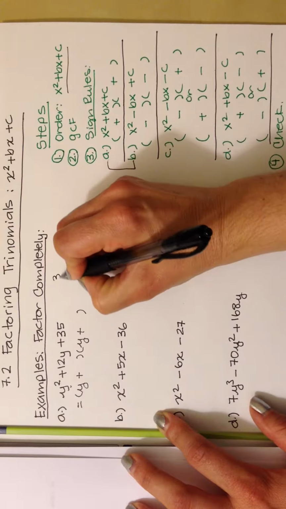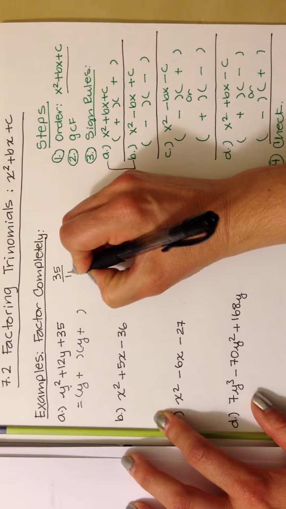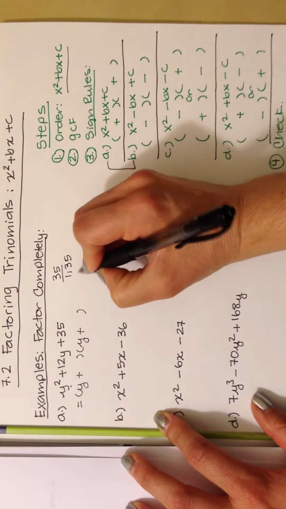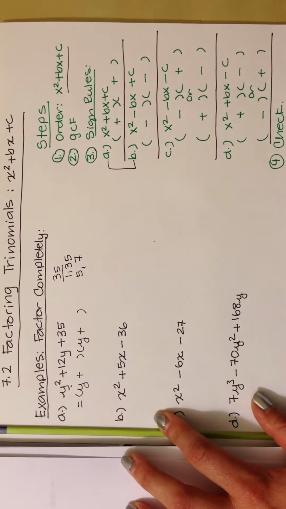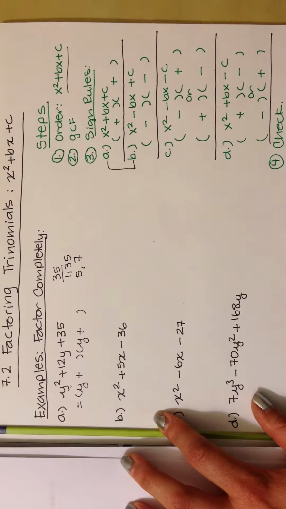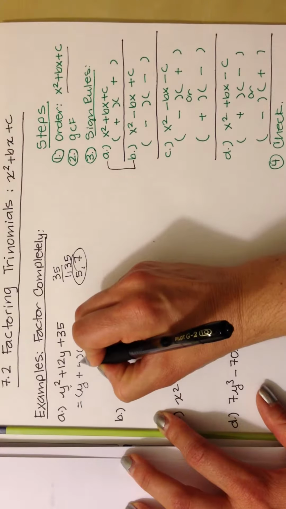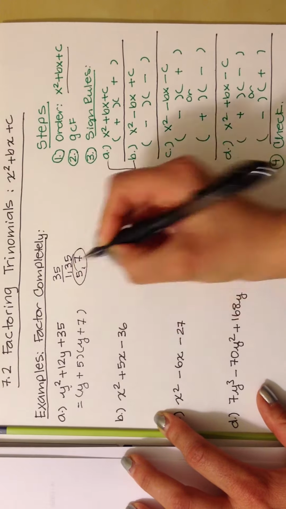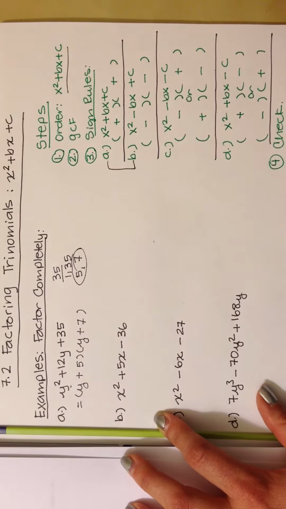If you look at 35, what are factors of 35? 1 and 35, and we have 5 and 7. So which of these 2 adds up to 12? That would be 5 and 7. So we have 5 and 7. In this case, it doesn't matter where we put the 5 or where we put the 7.